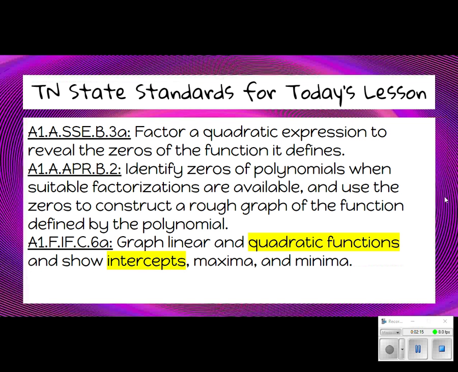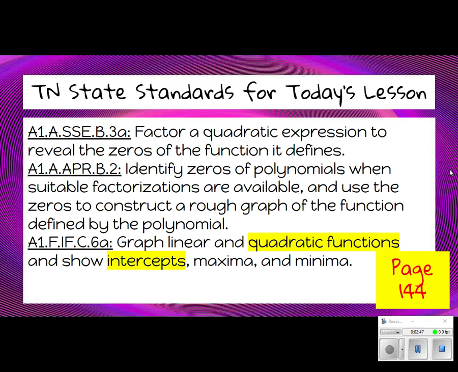So these are our standards. Factor a quadratic expression to reveal the zeros of the function it defines. Identify zeros of polynomials when suitable factorizations are available and use them to construct a rough graph. And we're actually going to go a little bit more than that. We're going to do a precise graphing of these. And then graph, we're not doing the linear, but we're going to graph quadratic functions to show intercepts. And then maximum and minimum, the vertex, that's going to be tomorrow.